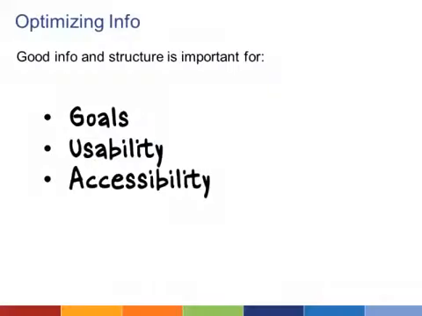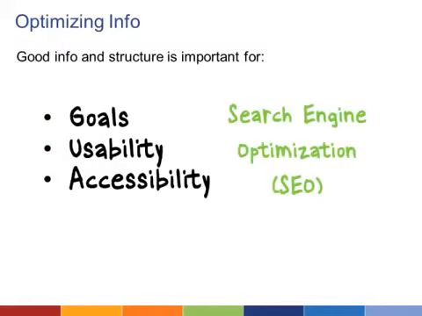The information and structure of your website affects a lot of things. If you're meeting your constituents' goals, if your site is actually usable, or if your site is accessible to all visitors. But it also affects another important consideration. It affects how easily people can find your site through search engines. In this module, we'll look at how to optimize your website content so it appears more prominently in search results.